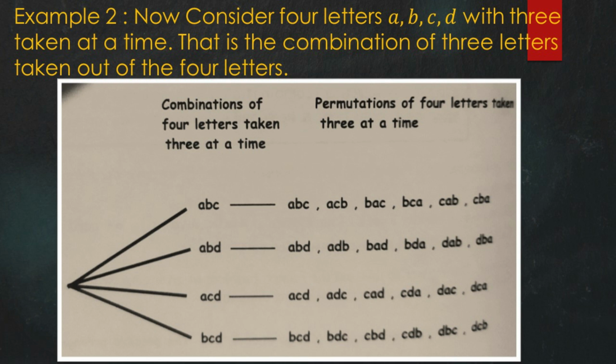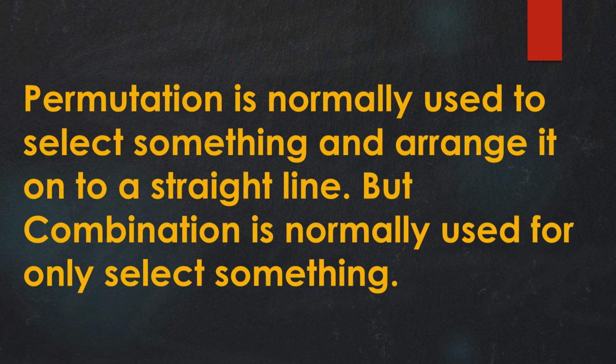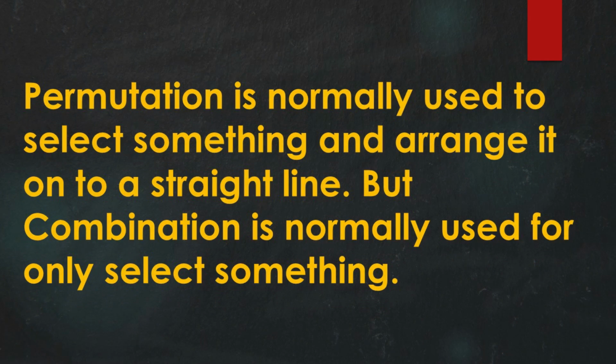But actually the combination is 4. On the other hand, the combination is 4C3 and the permutation is 4P3. 4P3 is 24, 4C3 is 4. That is the difference between combination and permutation. Permutation is normally used to select something and arrange it in a straight line. But combination is normally used only to select something.